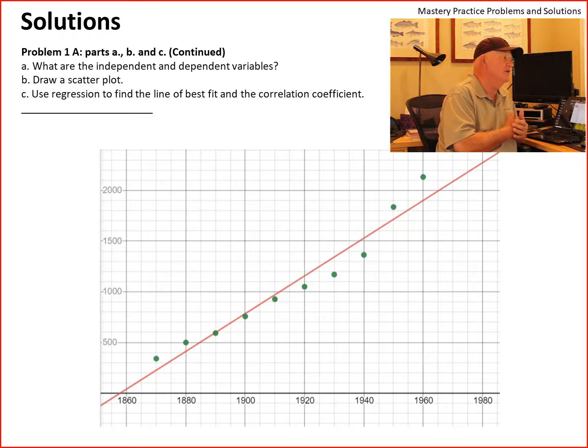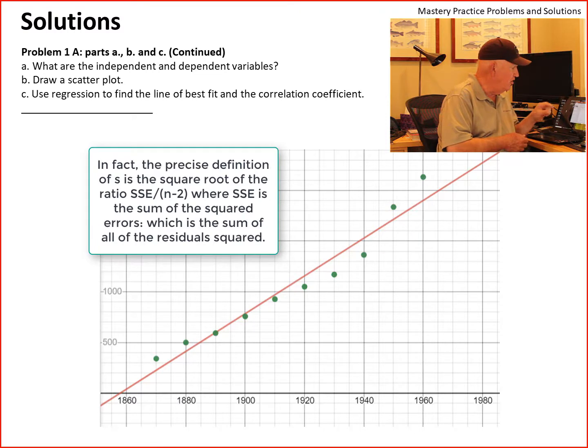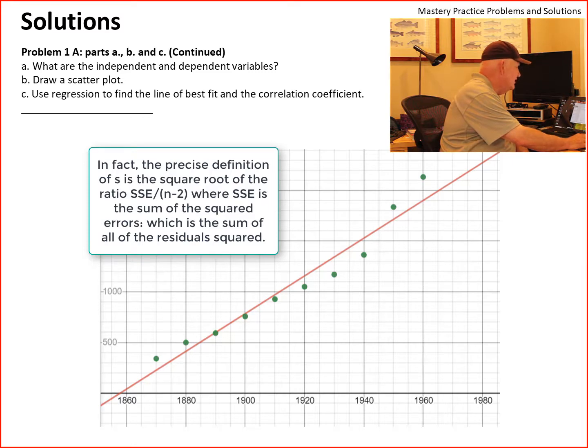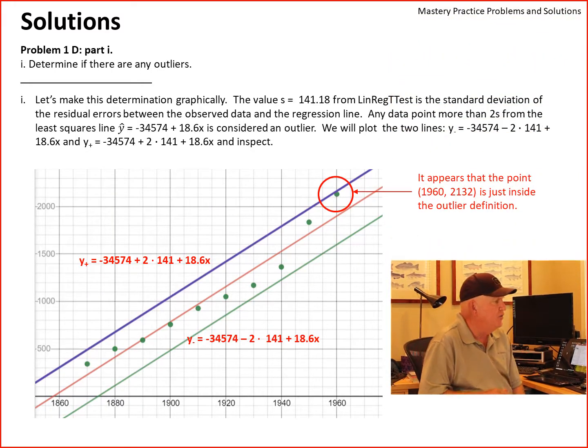Now where are we going to get those standard deviations? Well, you remember when we were first looking in this series of videos on correlation and regression at LinReg t-test output, it gave you that value s. That value s is the standard deviation of all of the deviations associated with all the points. So let's roll down here and see how we would look for outliers graphically.